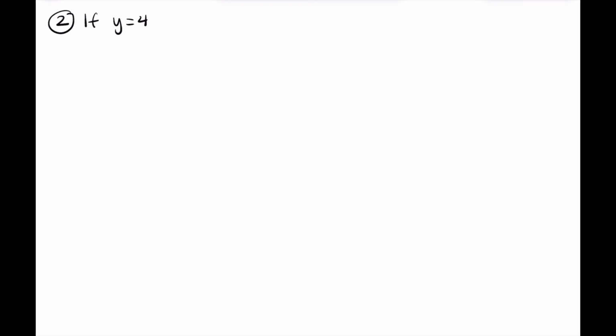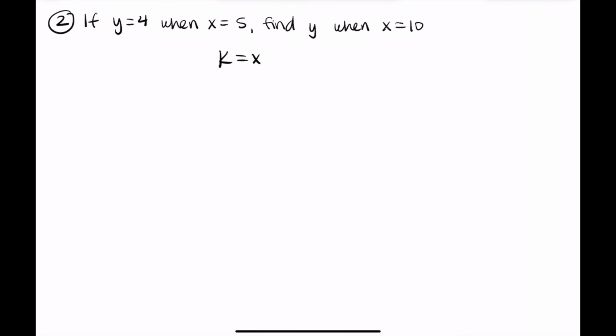Now we'll move on to our second example. Our second example is an inverse proportion, and we are asked: if y equals 4 when x equals 5, find y when x equals 10. So again here we know that for inverse proportions, y equals k over x. When you solve for k, you see that k equals x times y. Here we're given that x is 5 and y is 4, so we would just do 4 times 5, and that gives us 20.